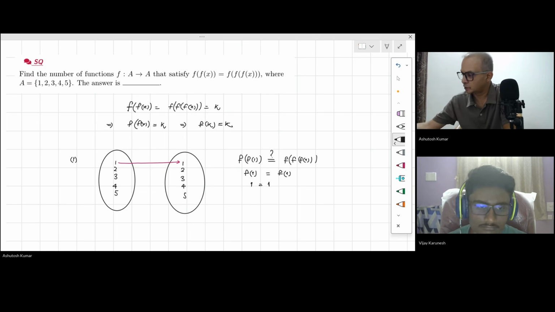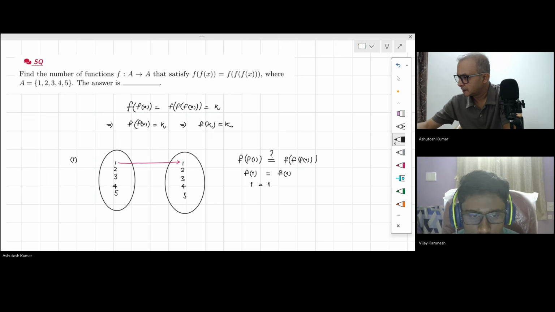I have written the solution on my tab, a very full detail.